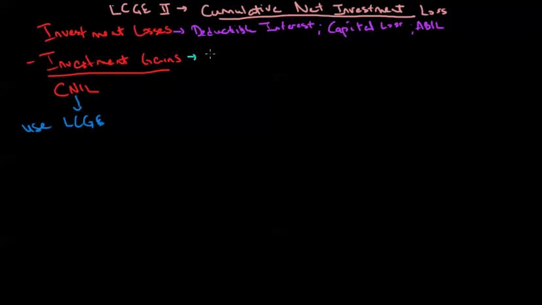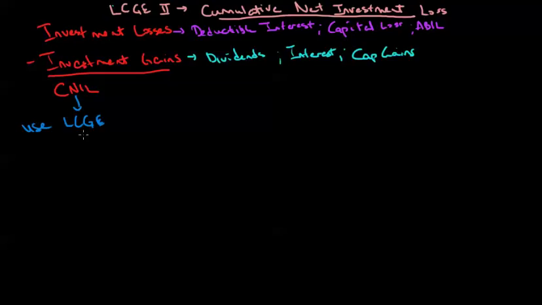Investment gains, this would be dividends, interest income, capital gains, and then on both sides, if you have passive rental expenses and passive rental income, those would get worked into these two items as well.